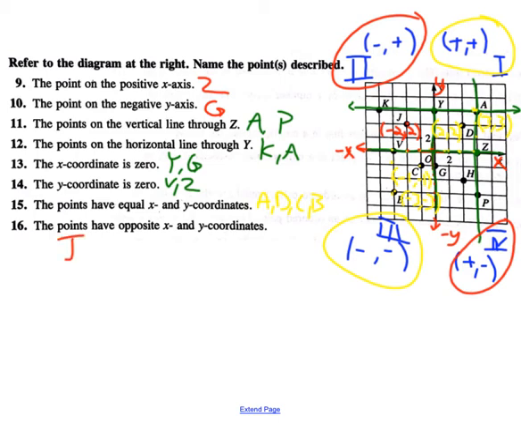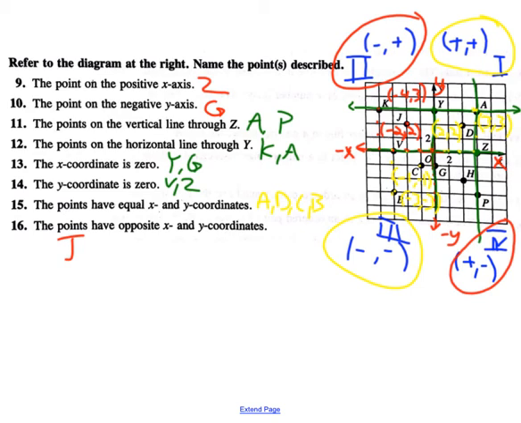Let's look at K there. For K we would count over from the origin, 1, 2, 3, 4, and then up 1, 2, 3. So that's at negative 4, 3. Are those opposites? No, they're not opposites. I mean, they're opposite signs, but they're not exact opposite values or opposite coordinates. So that's all from quadrant 2. Let's look at quadrant 4.